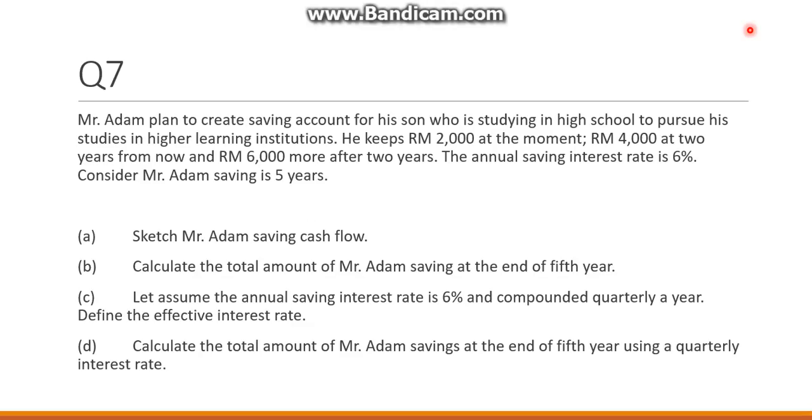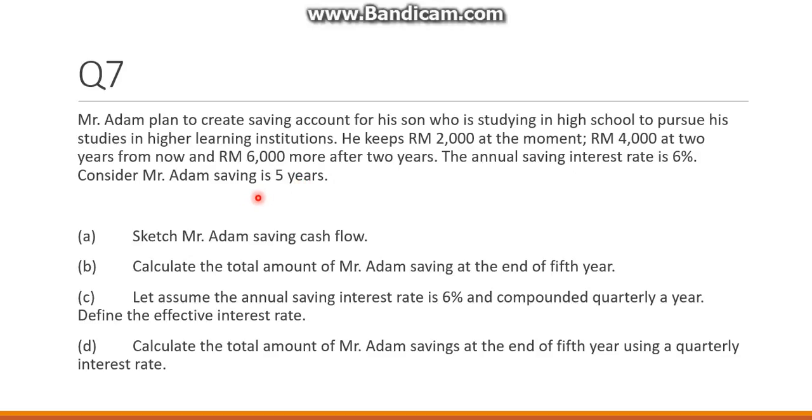The questions that I chose for this task are question 7 and question 9. For question 7, the question stated that Mr. Adam planned to create a saving account for his son. He keeps 2,000 at the moment, 4,000 at 2 years from now, and 6,000 more after 2 years. The annual saving interest rate is 6% and the saving is up to 5 years.